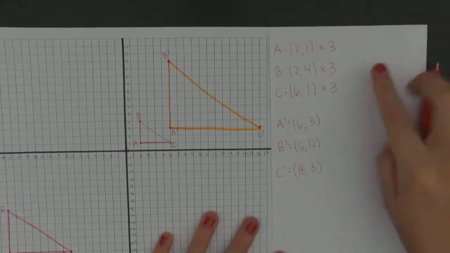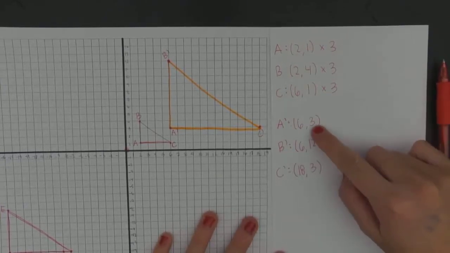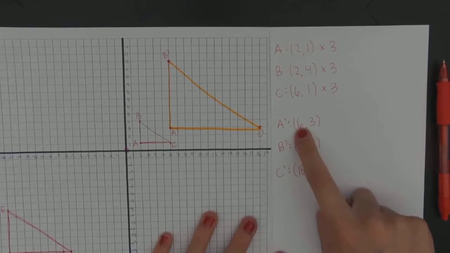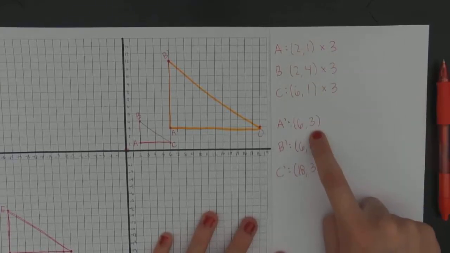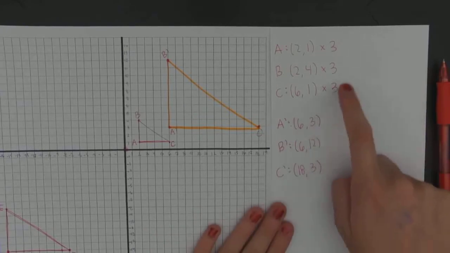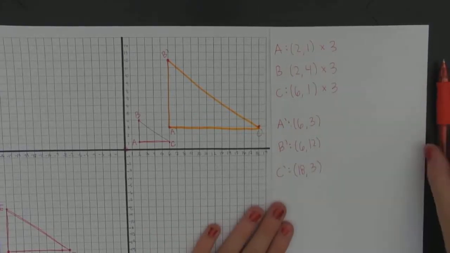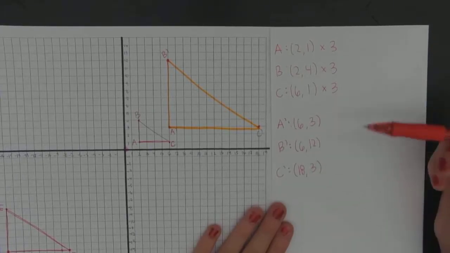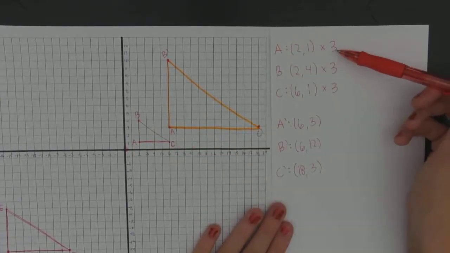So if we look at our originals, A to A prime, do you see how I just multiplied each coordinate by 3? 2 times 3 is 6, and 3 times 1 is 3. So on this one, all I did was I multiplied my original coordinates by 3, which is my scale factor. So the rule you could say is when you're dilating around the origin, you multiply your original coordinates by 3.